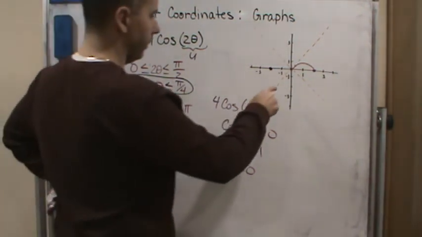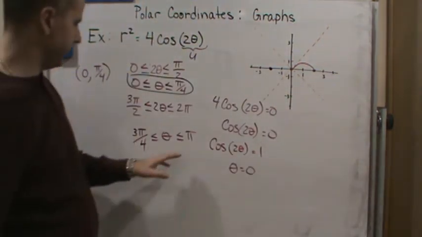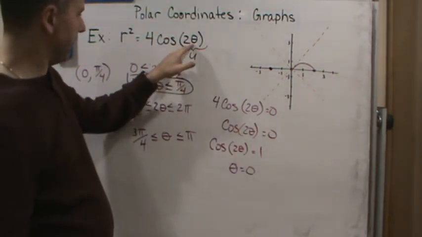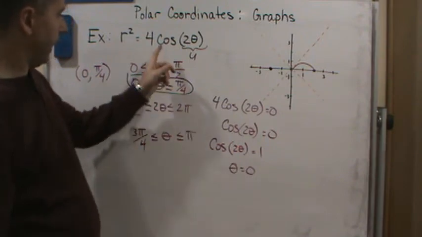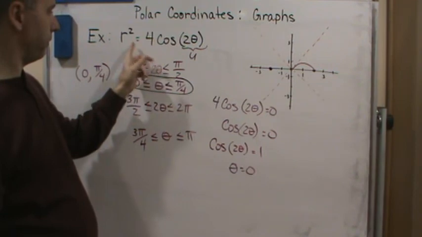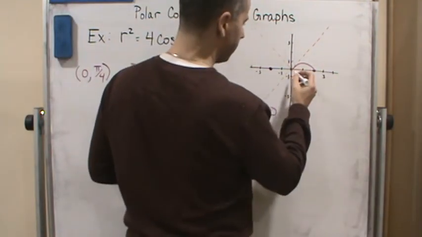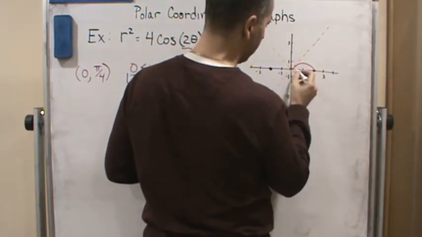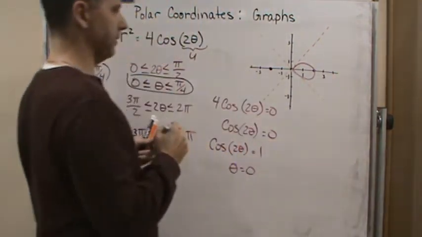So 3 pi over 2 will give me 0. So I'm going to start here at 3 pi over 2, where it'll be 0. And then when I get to 2 pi, cosine will be 1, which will bring me back to the square root of 2. So here I'm going to start at 0, and I don't want to go past my line. So it's going to go like that.